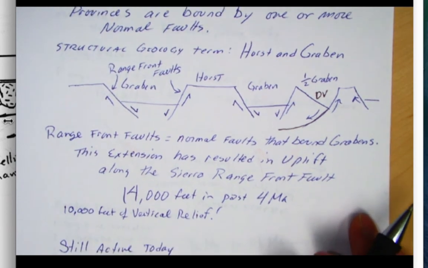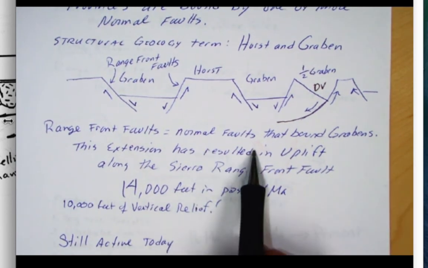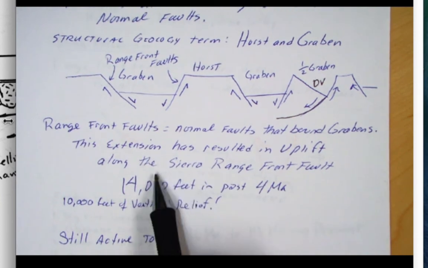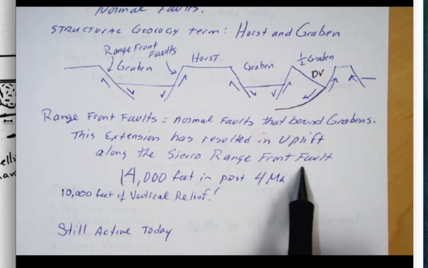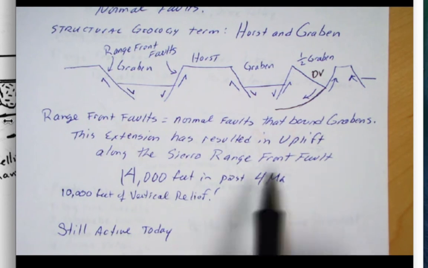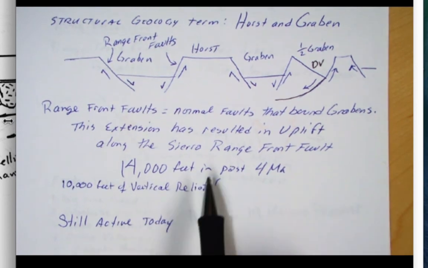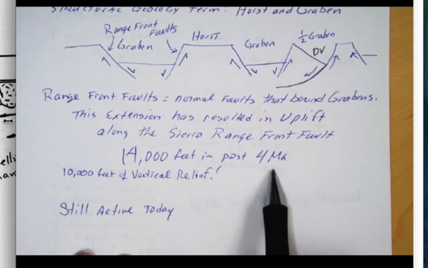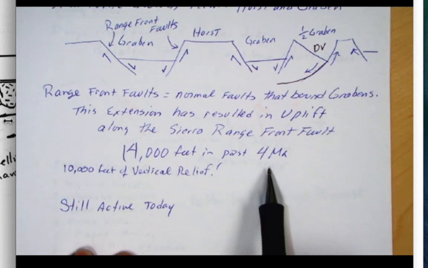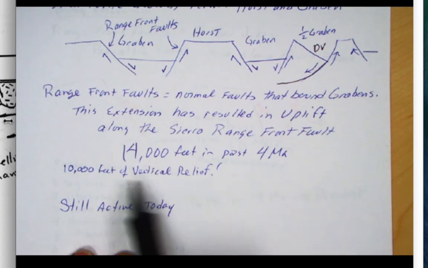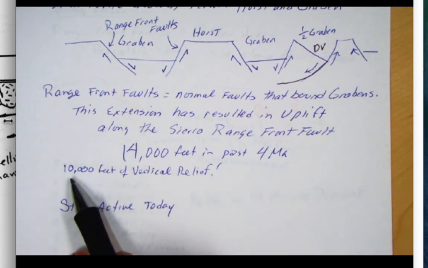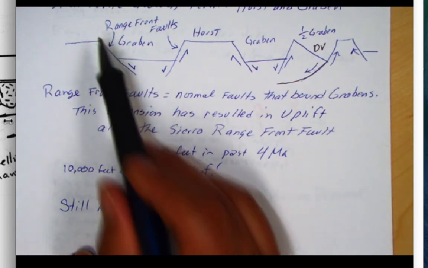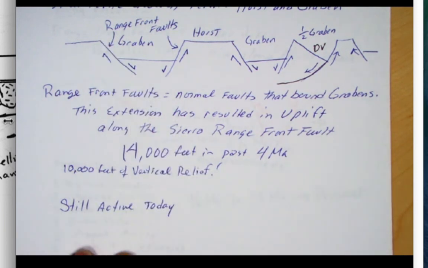Now, range front faults, I mentioned those. Normal faults that bound grabens. This extension has resulted in uplift along the Sierra Nevada Front Range Fault System, right? The Front Range Fault System. There's been about 14,000 feet of uplift in the past 4 million years. So that's incredible, right? Here I say 10,000, but it's probably more like 11,000 feet of relief between Owens Valley and the top of the Sierra Nevada. So there's quite a bit of relief.